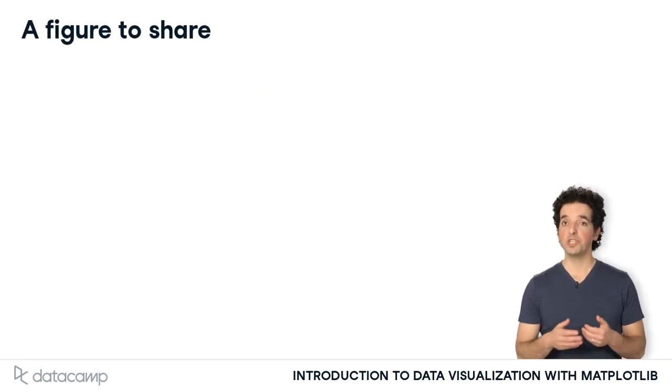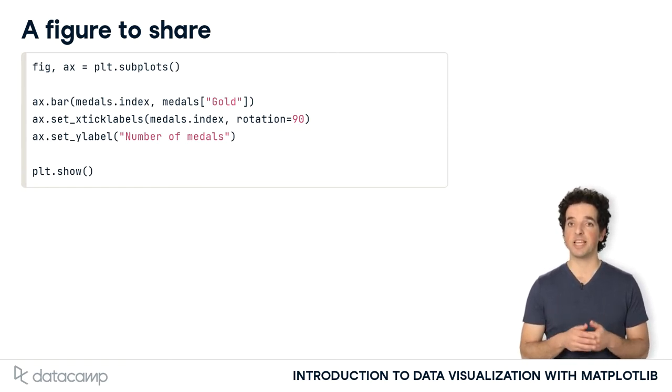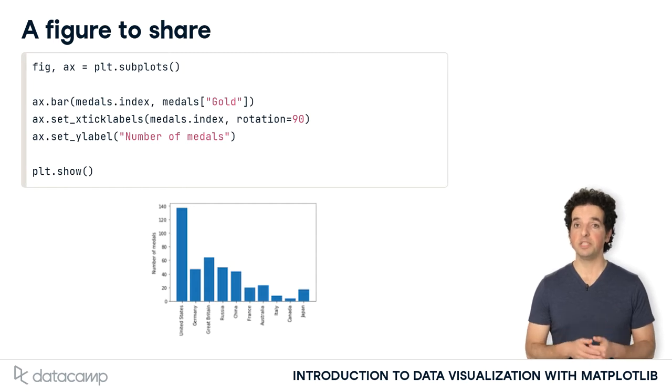Take, for example, this figure that you previously created to display data about the number of gold medals that each of several countries won in the 2016 Olympic Games. When you previously ran this code, it displayed the figure on your screen when you called the plt.show method at the end of this code.